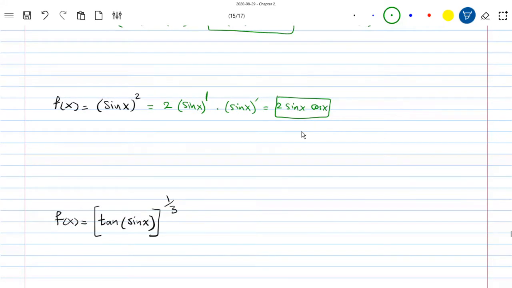Okay, how about this one? Tangent of sine x to the power 1/3. First look at this and say, okay, this is the inside function to some power 1/3. So what I will do is drag down the exponent 1/3. This inside function stays there, tangent sine x. I haven't changed anything about it. Subtract 1 from the exponent, 1/3 minus 1.